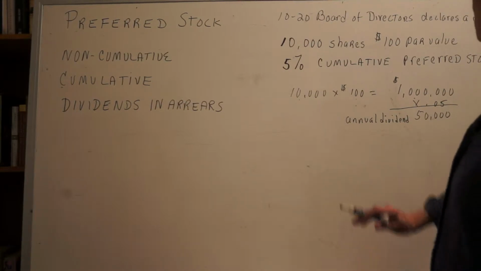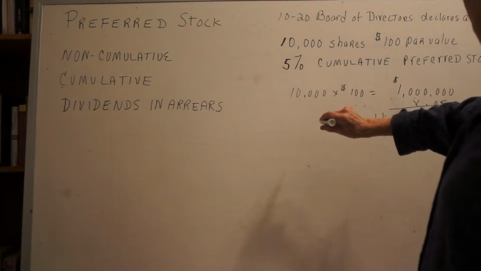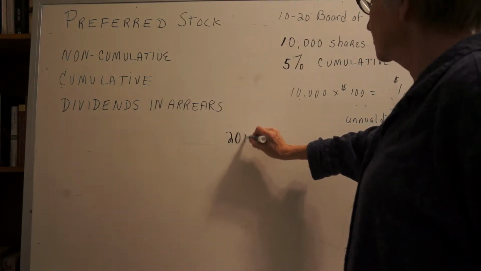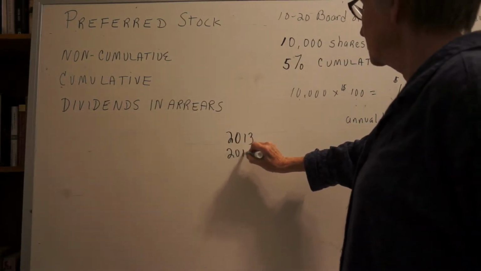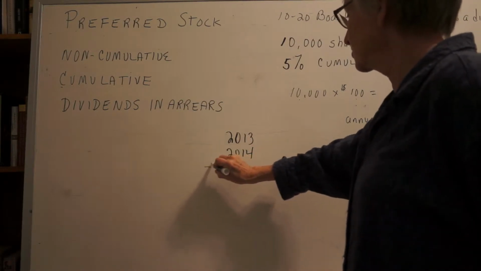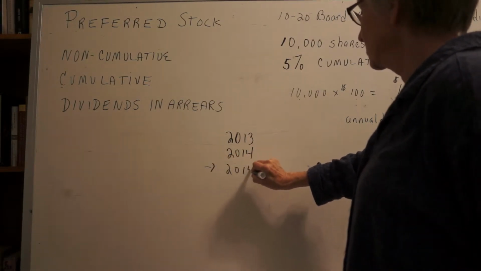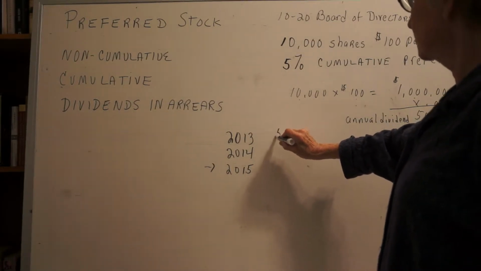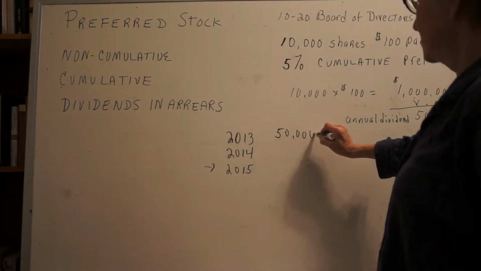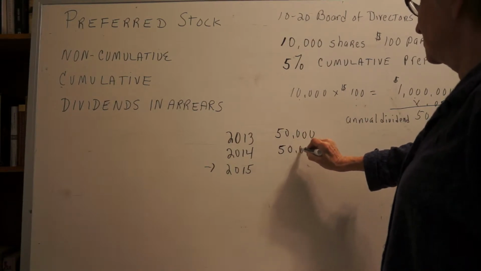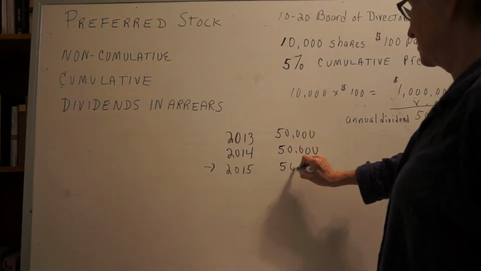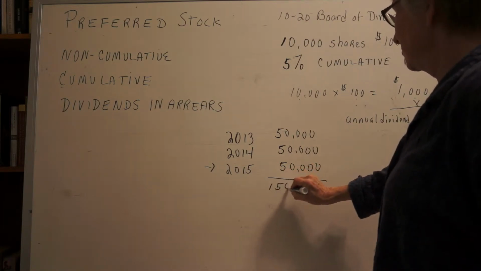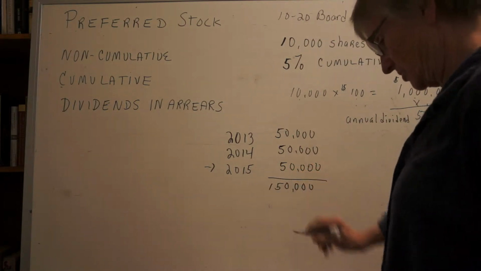So if this stock was cumulative preferred and no dividends had been paid for 2013 and 2014, and now it's 2015 and they finally declare a dividend, the cumulative preferred stockholders would be entitled to $50,000 for this year, $50,000 for this year, and $50,000 for this year, or a total of $150,000 before the common stockholders could get their dividend.